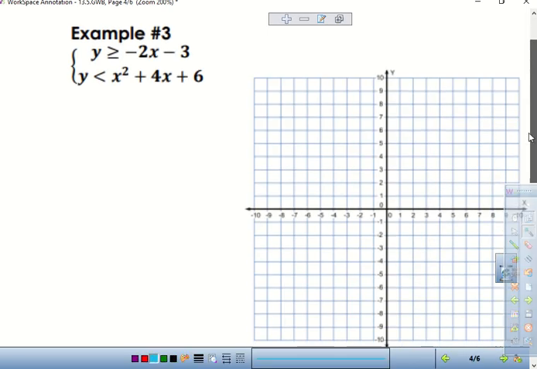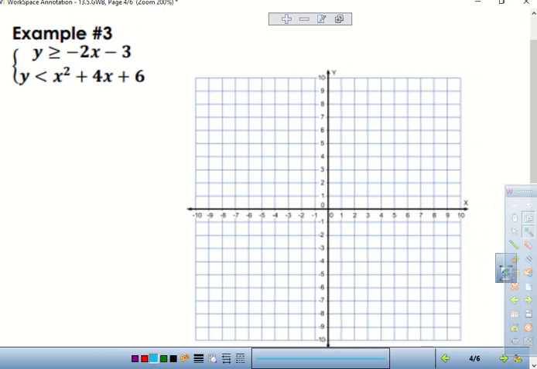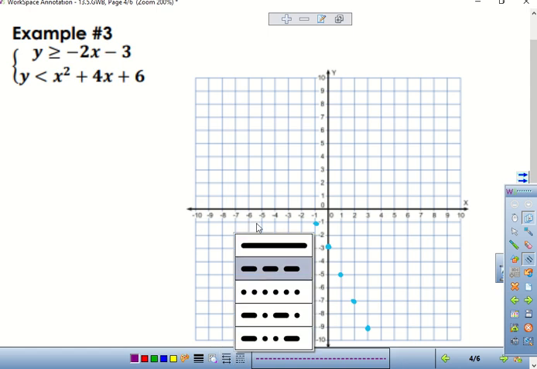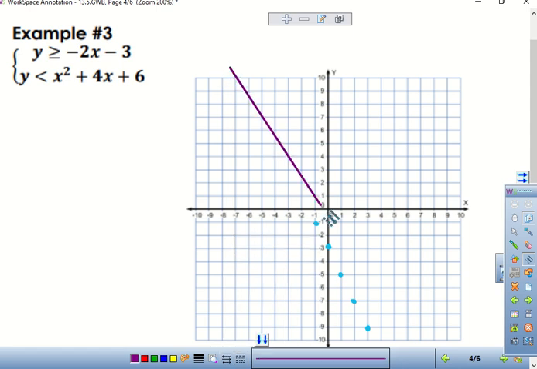All right. So for the first one, we're going to start by graphing the linear equation. So -3, and then I go down 2 over 1. And I do that a few times. Is this line going to be solid or dashed? Solid. Solid, good. Oh, wrong color.